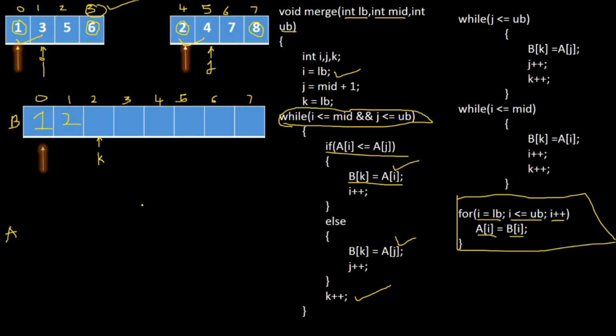This is going to happen until 4 and 3 are compared. Now 3 will be copied here, and i will be incremented. Likewise, k will be incremented here. Shall I erase this i? Yes, I can erase this i, because now i is pointing to a new location, because I have copied the value of a of i into b of k. So j remains as it is.